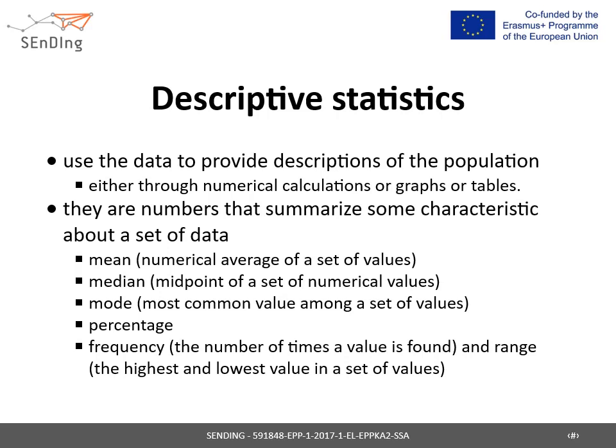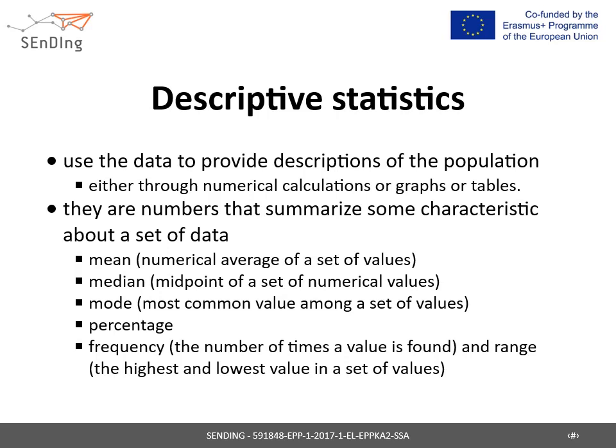Are there a lot of different values? Are many of the values the same? What value is in the middle of this data? Where does a particular data value stand with respect to the other values in the data set? Descriptive statistics are numbers that summarize some characteristic about a set of data.